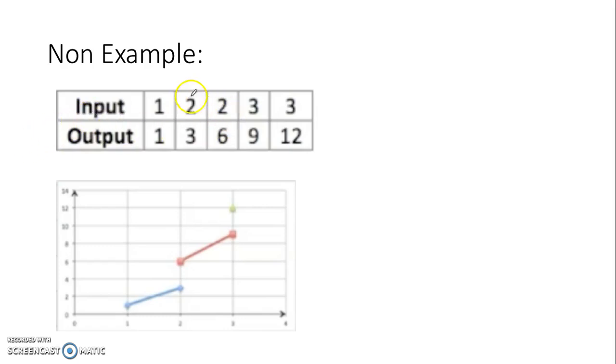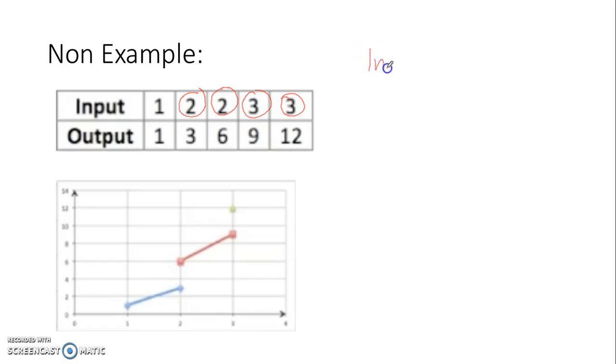This is why it's not a function. Because there are 2 2's that have different values. 2 3's that have different values. 2 in a function cannot equal both 3 and 6. In a function, 3 cannot equal both 9 and 12. That's why it can't be a function.